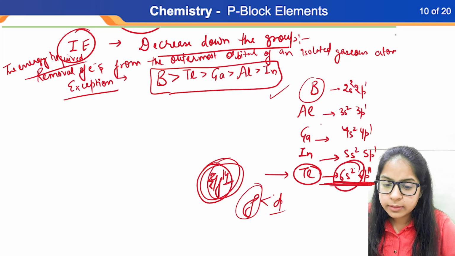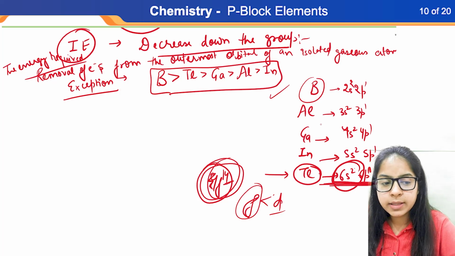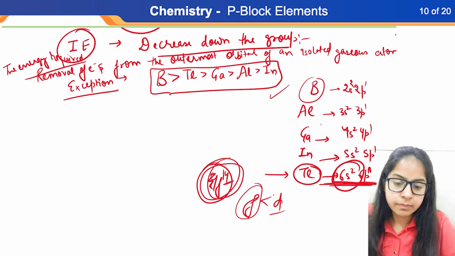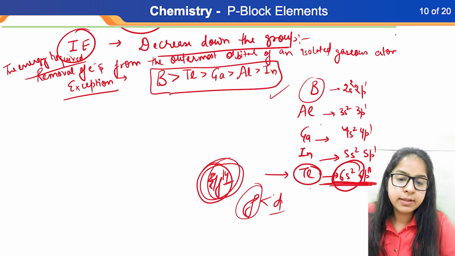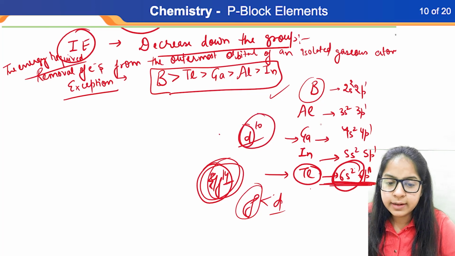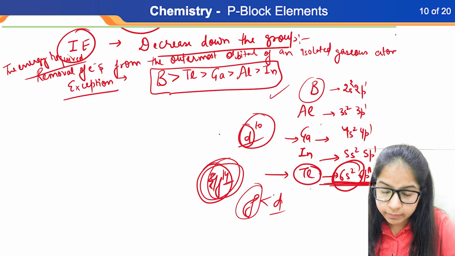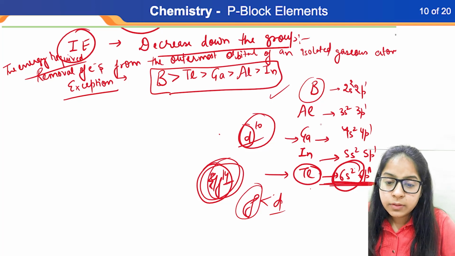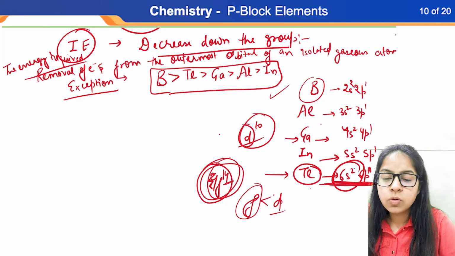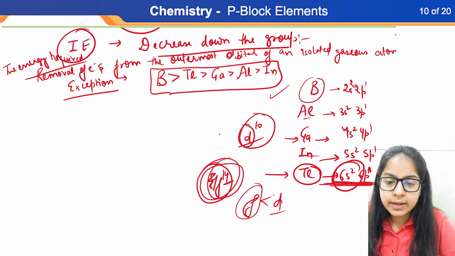So the s electrons cannot participate in bonding easily. That's why thallium, after that gallium, because of the 3d10 electrons, the nucleus is going to attract the outermost electron, and it is not easy to remove this electron from the outermost orbital. After that, aluminium, and indium is the last one.